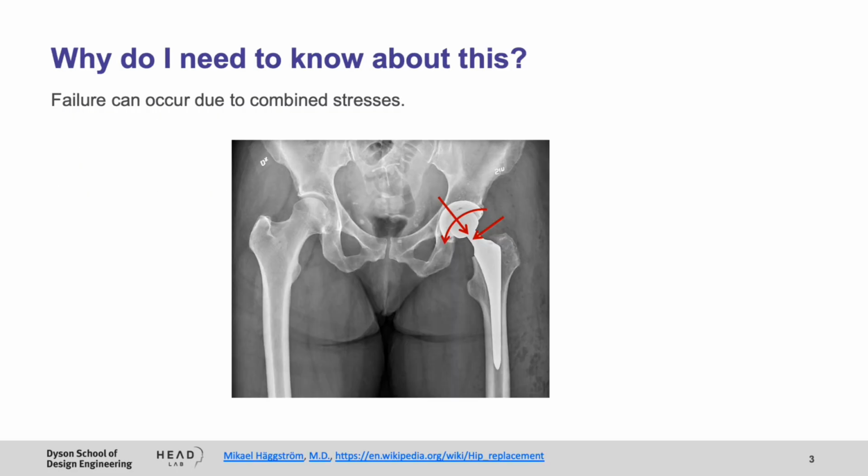Well, why do we need to know about this? Failure can occur in structures due to combined stresses. For example, the neck of a hip prosthesis is subjected to stresses produced by bending, compression, and shear. And these are the type of loads that the hip is usually subjected to in daily life. We need to incorporate these stresses produced by these different loads when we are designing the prosthesis.